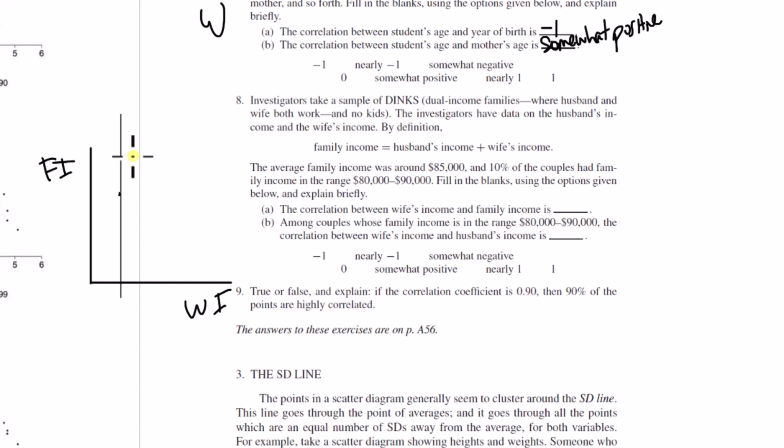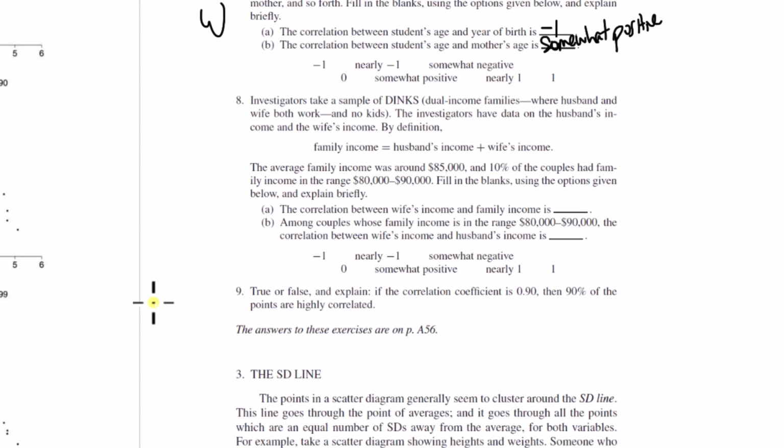So somewhat positive. It would definitely be positive for sure, because if they're both working, then 100% the family income is going to be greater than the wife's income. But exactly how much greater would be hard to say. So somewhat positive.